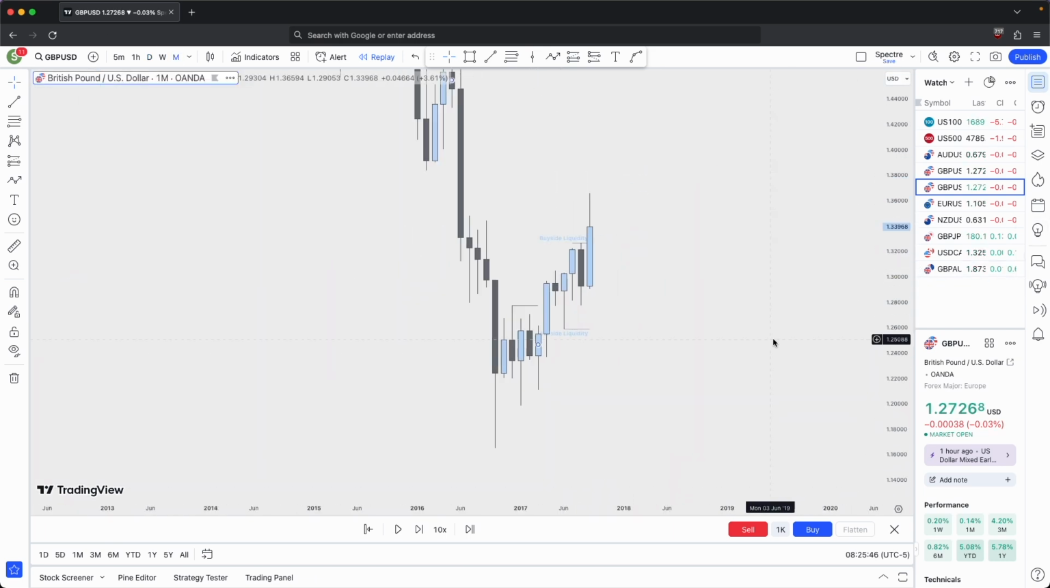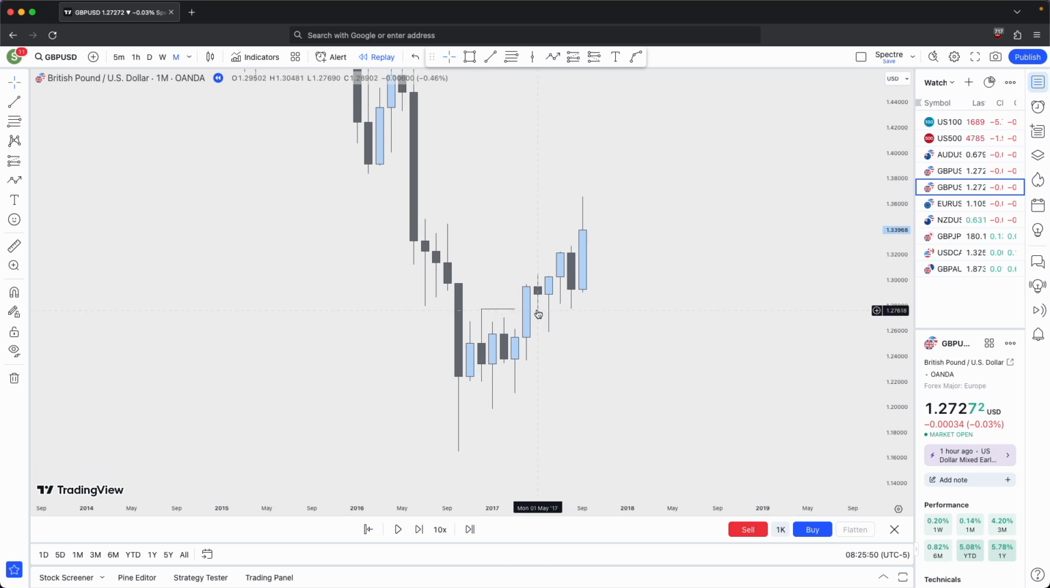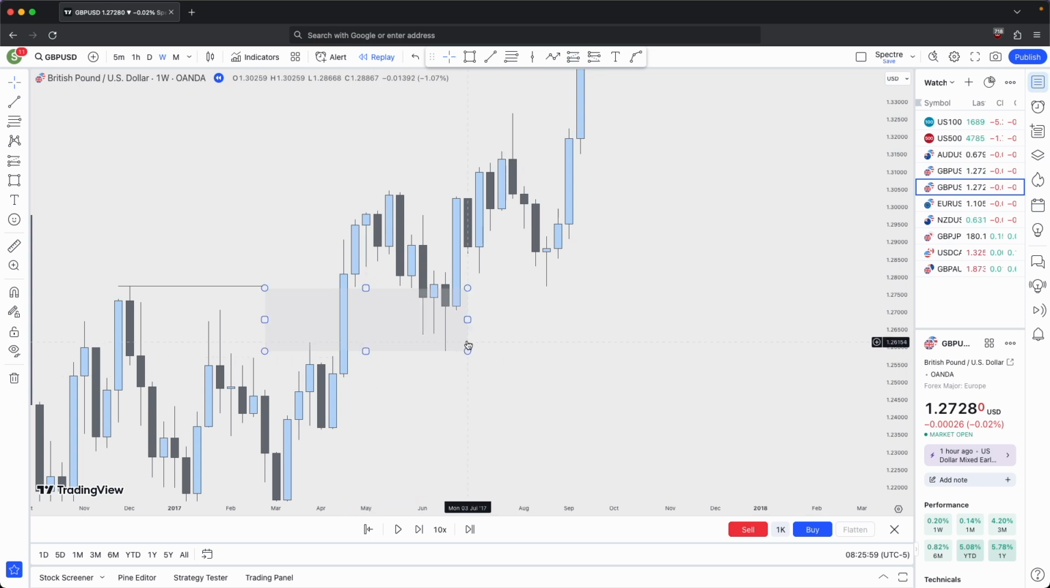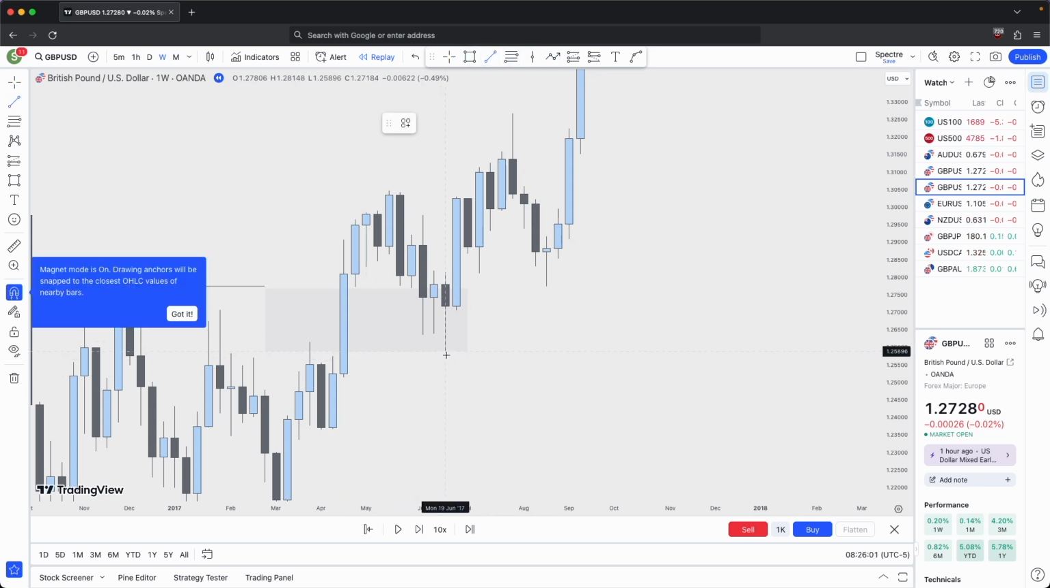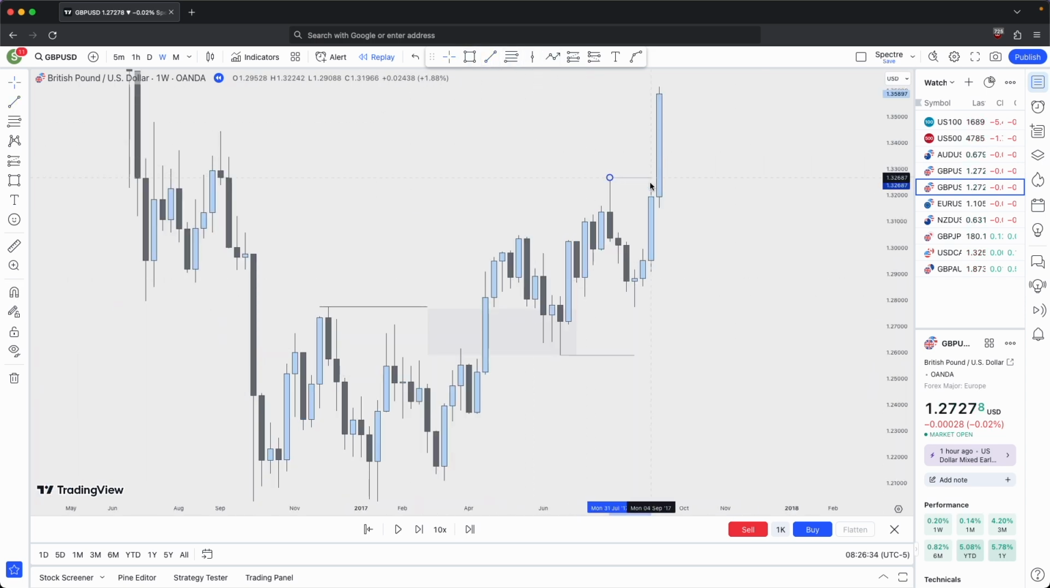on a monthly, you had your market structure shift, implying that a bullish trend is in play, further enforced by this respect of this imbalance. And then when you go down into the weekly, we use that respect of the imbalance as your external range low, and we use this swing high as your external range high.